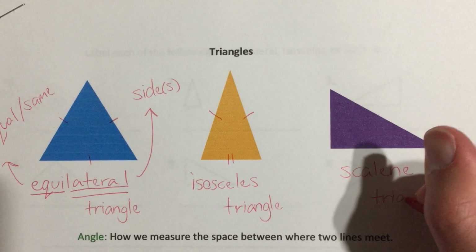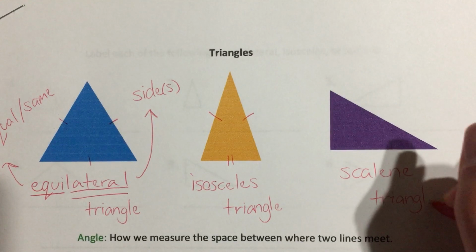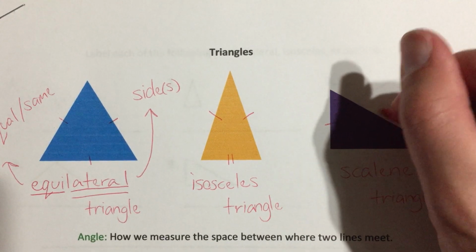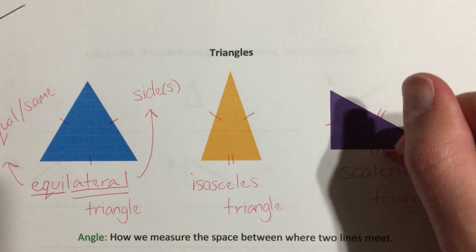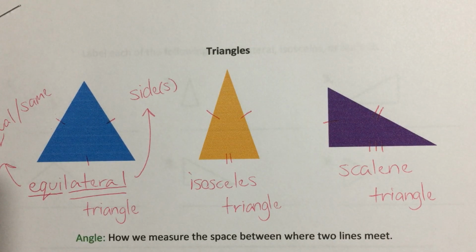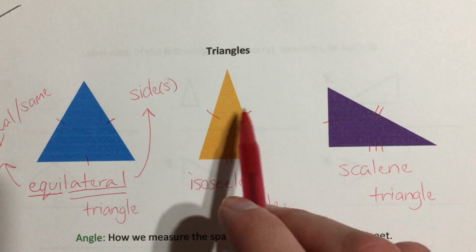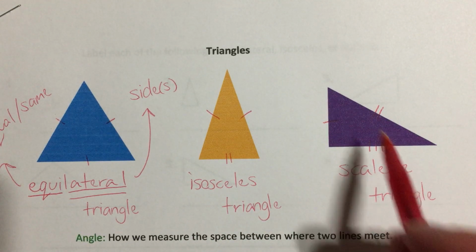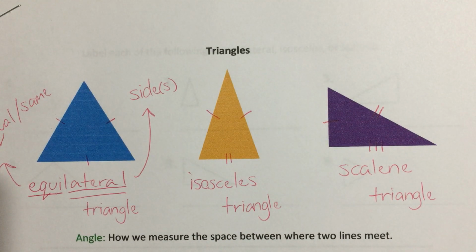And this one has no sides that are the same length. We've got that one, we got that one, and we've got that one. All three sides have a different number of dashes, meaning that all three sides are different lengths. Okay, this one over here, we put a single dash in those two sides that are the same, two in the one that's different. Over here, we got three that are different.